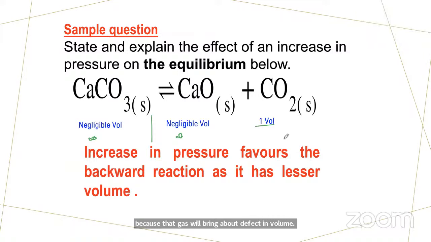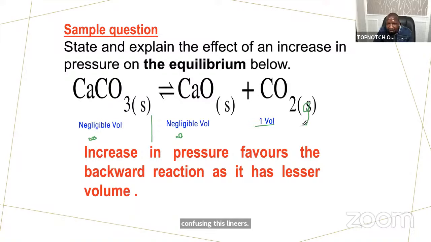Yes, the state symbol for carbon dioxide may be confusing these learners. It should be a gas. I had not seen that; it is a mistake I made when typing. So that is a typo. This should be a gas. Carbon dioxide is a gas and it has volume.